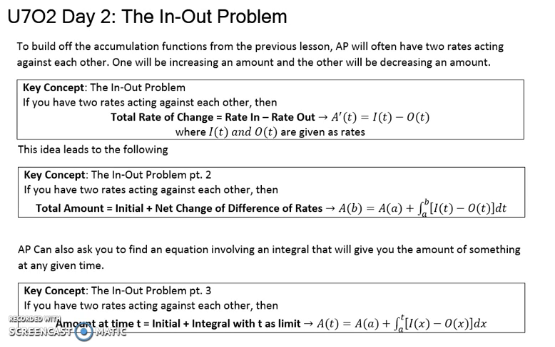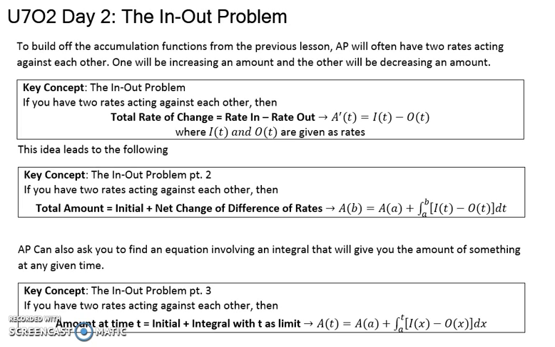So instead of finding the integral from a to b of I of t minus O of t, we're going to change the upper limit to t. So we can plug in any value that we want. The thing to be careful of, though, is if we make our upper limit of integration a variable, we need to make sure that the variable inside the integral is different. So you'll notice that it's A of a plus the integral from a to t of I of x minus O of x dx instead of I of t minus O of t. Those are the three things that are going to come up with the in-out problem.